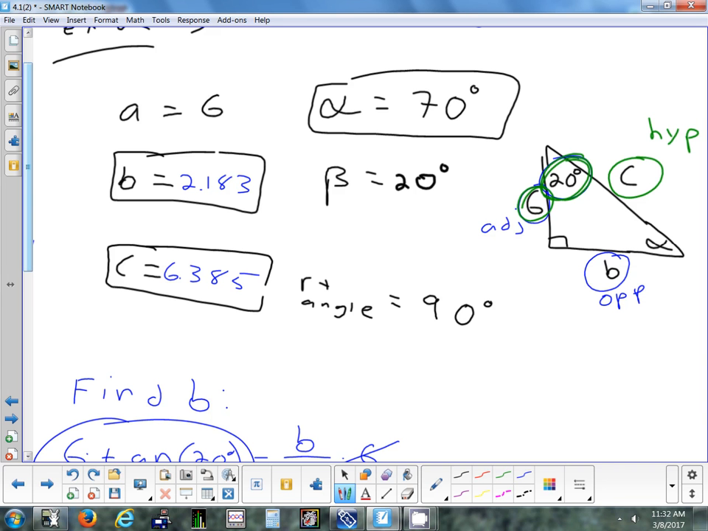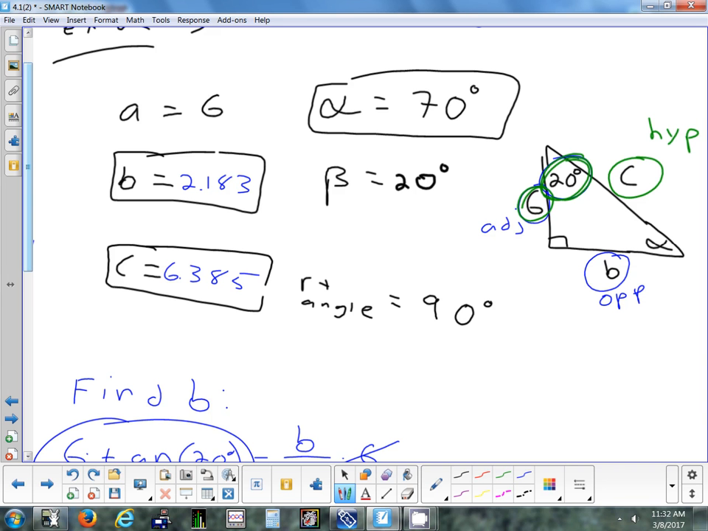Yep, so that kind of goes with the thing I just said before. The biggest side is always across from the biggest angle. And the biggest angle is always the 90 in a right triangle. So we've got that. But something else just about the sides. Two sides added together always have to be bigger than the third side. Yeah, that's called the triangle inequality.